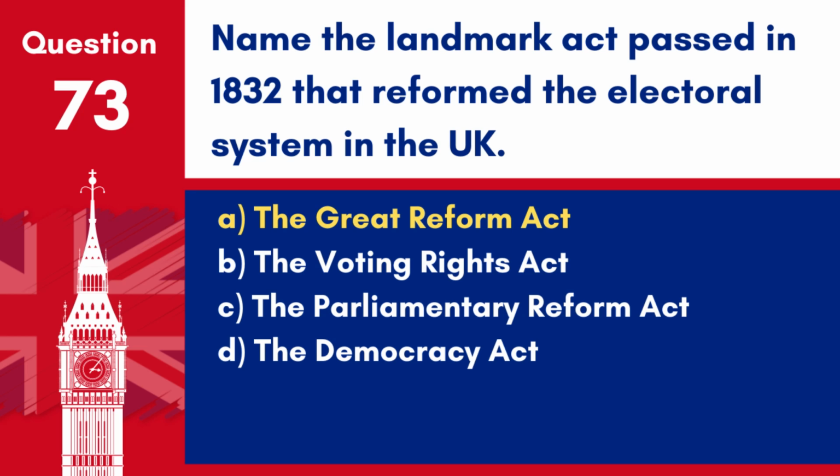Answer A. The Great Reform Act. The Great Reform Act of 1832, also known simply as the Reform Act 1832, was a major step in reforming the electoral system in the UK, addressing corrupt practices and expanding the franchise.